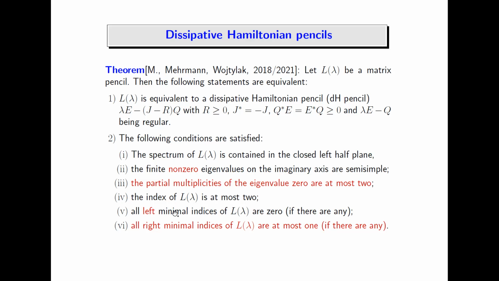And now we have also a difference in the left and right minimal indices. So if there are left minimal indices, then those still must be 0. But if we have right minimal indices, they can actually be also 1. And this has an important consequence. We will come back to this in a few minutes. Okay, so we see we lose a little bit, but still these pencils are almost stable. So of course, the index can be 2 and the eigenvalue 0 is on the imaginary axis and need not be semi-simple, but all other eigenvalues are absolutely fine.